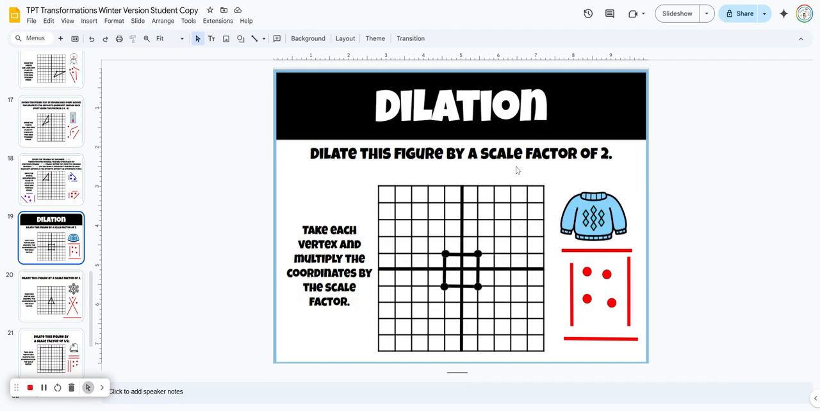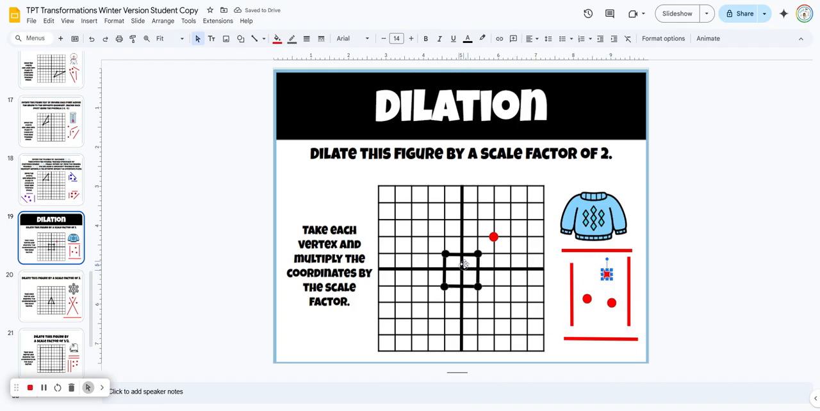We're going to dilate this figure by a scale factor of 2. That means it's going to be 2 times larger. So we're going to take each one of the points and the coordinates, and we're going to multiply those coordinates by 2. So instead of 1, 1, we're now going to have 2, 2 as the point.